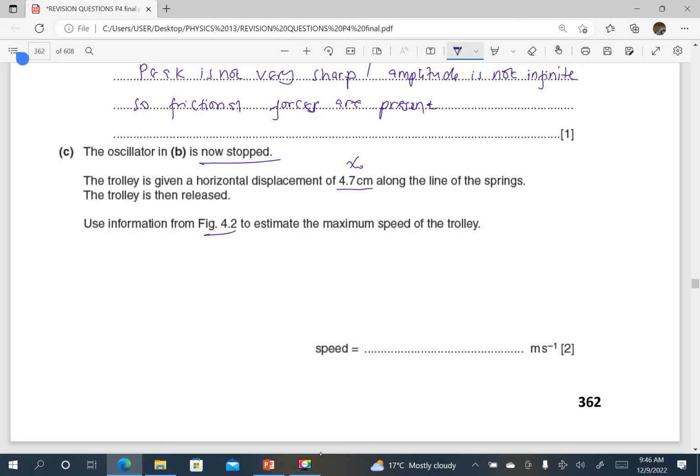So in 4.2, just go the natural frequency, which was 2.1. So we want the maximum speed, V naught, is equal to omega times x naught. Remember, omega is 2 pi f, so this will be 2 pi f times x naught. So that will be 2 pi times f, which is 2.1, times x naught, which is 4.7, times 10 power negative 2, because it is in centimeters. Just check my calculator. So from my calculator, this is 0.62 meters per second.